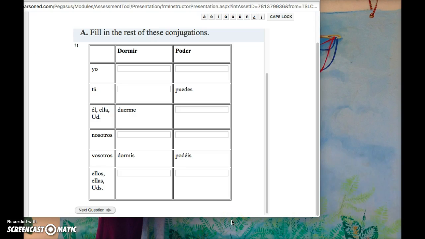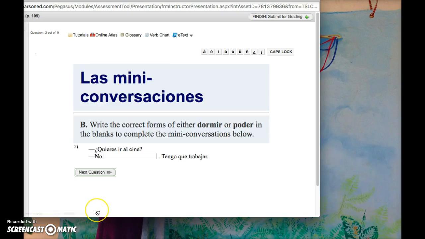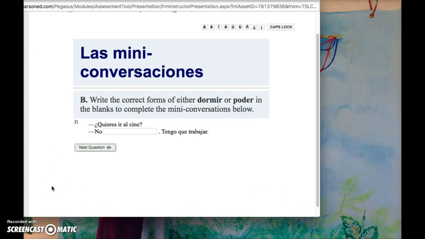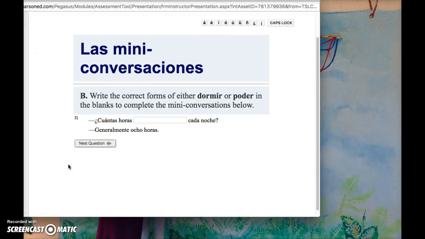I'm going to turn my video off and I'm going to move forward to the next question. You can always come back to fill this in. Okay, you can always pause the video as well. Remember that. Next question. Okay, las mini conversaciones. You need to write the correct forms of either dormir or poder in the blanks to complete the mini conversations below. Remember, you can pause. I'm going to move forward, but you can pause it to answer it. Again, write the correct forms of either dormir or poder in the blanks to complete the mini conversation below.